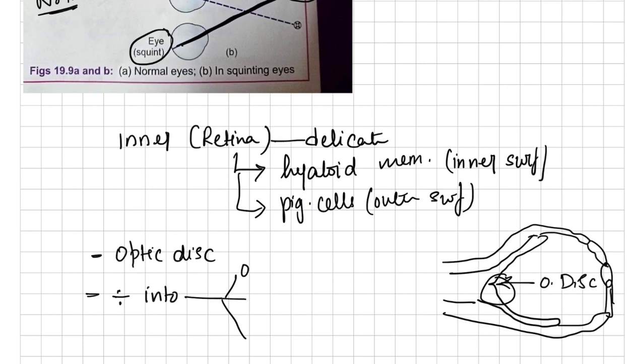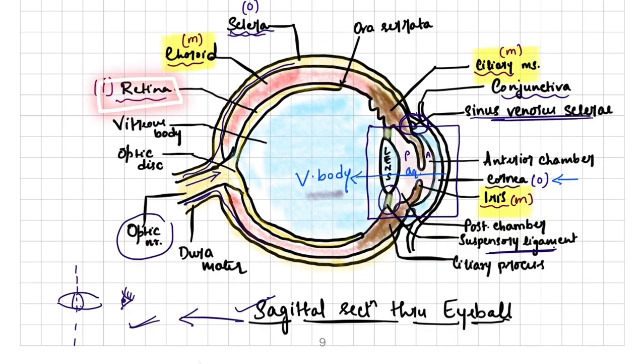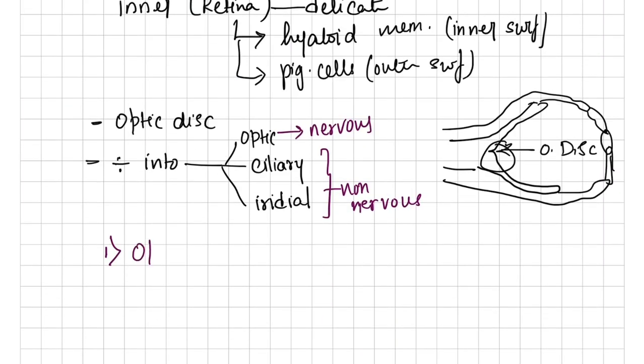Now the retina is divided into the optic region, the ciliary region, and the iridial region. The optic region is the nervous region, and the other two are non-nervous, that is, no neurons are present. Now look at the retina shown over here, and the optic nerve. The retina is in yellow and the optic nerve is present behind it. Ora serrata is the point where the retina ends. Now we can see the optic region. It starts from the ora serrata and ends behind at the optic nerve or optic disc. Look at the diagram again, going a bit back, if you want to clarify.